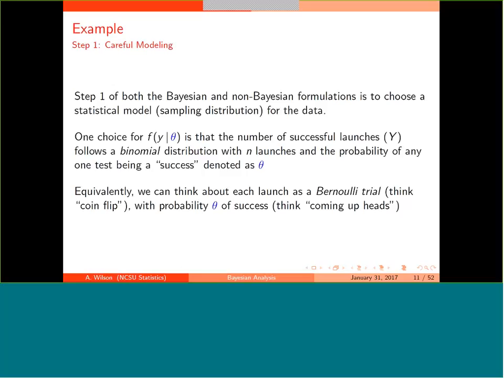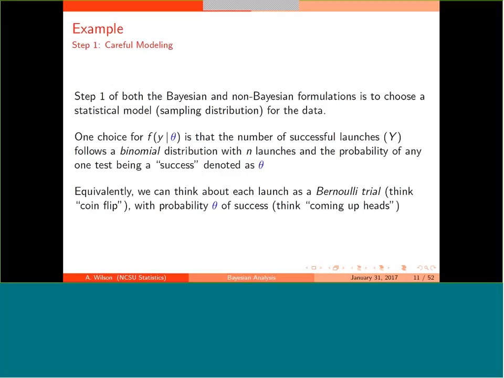And so one way to think about what we're actually doing here, and this is the simplest statistical model that we all start off thinking about, is suppose that I think about each launch as, again, the technical term is a Bernoulli trial. You should think coin flip with probability theta of success, and think of coming up heads. And so again, how do I actually use this data that I've already seen to help me estimate theta?